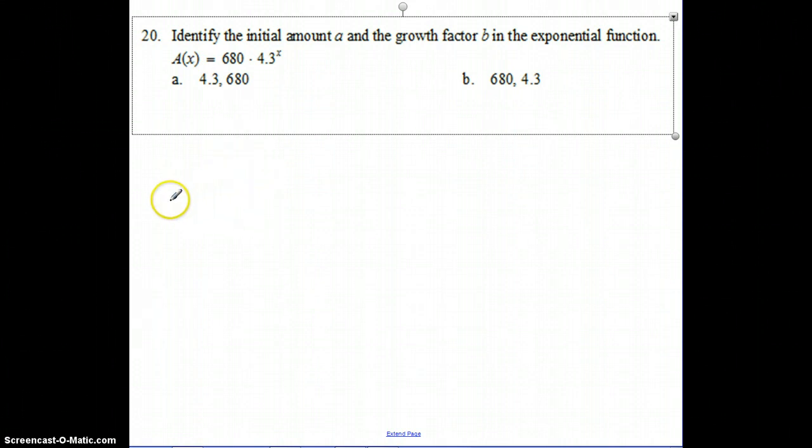And this one I actually think is one of the easiest ones that's on there. Identify the initial amount A and the growth factor B in an exponential function. So they're saying if you look at this kind of setup, in this equation, which one's going to be in the A spot? So if we look up here at this whole equation, 640 is going to be in the A spot. 4.3 is going to be in the B spot.